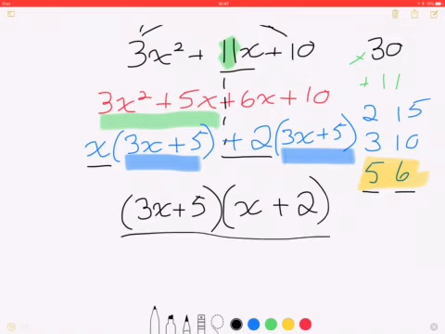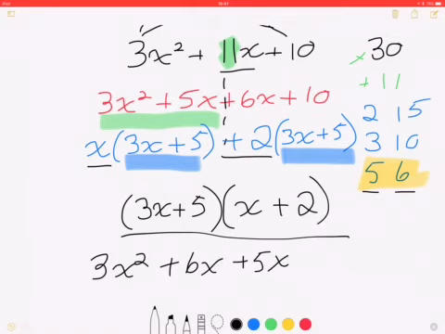And then just to check, 3x times x is 3x squared, yep. Okay, I've done that bit. 3x times plus 2 is plus 6x. 5 times x is plus 5x. 5 times 2 is plus 10. Tidy it all up, and you've checked. You've got 3x squared plus 11x plus 10.